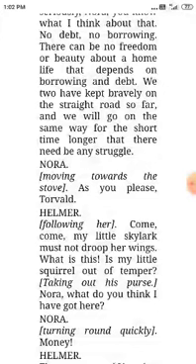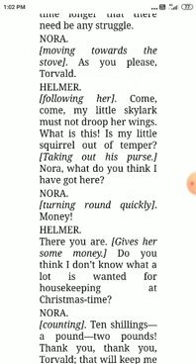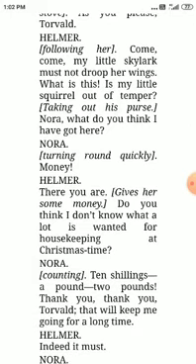Nora, moving towards the stove: Yes, as you please, Torvald. Helmer, following her: Come, come, my little skylark must not droop her wings. What is this? Is my little squirrel out of temper? Taking out his purse: Nora, what do you think I have got here? Nora, turning round quickly: Money? Helmer: There you are. Gives her some money.